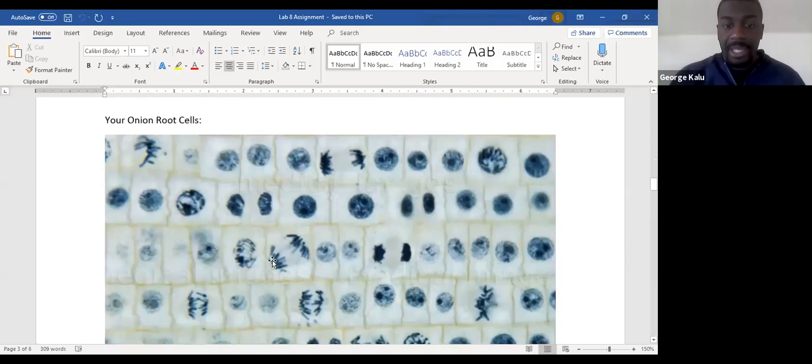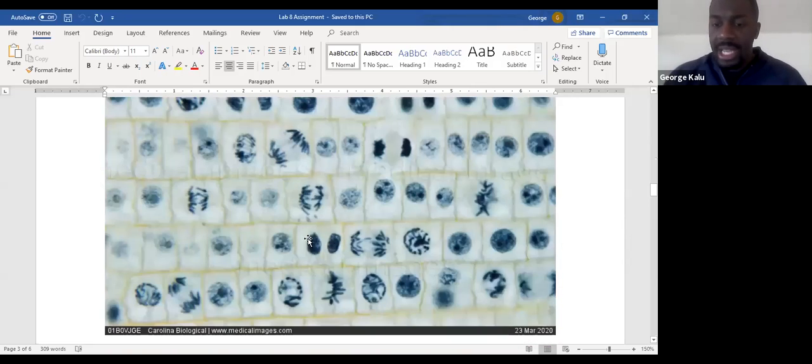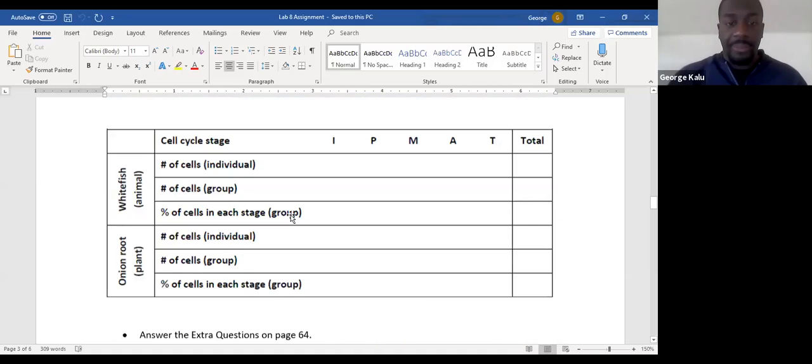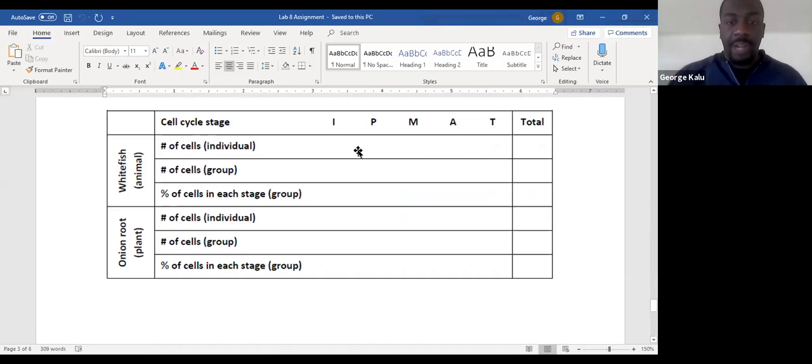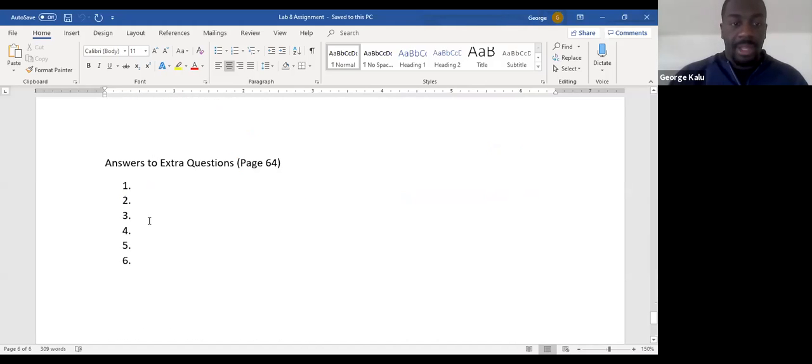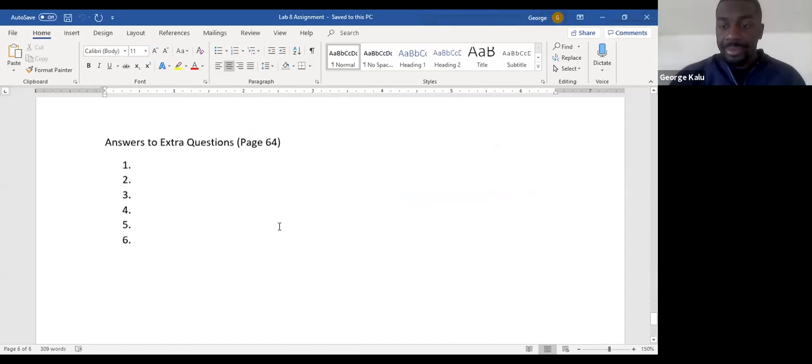Again, you're going to do the best you can. You don't need to get an exact number. I'm not grading you on whether you come up with the exact number. This is more for practice to be able to identify all the different phases of mitosis. So you're going to write that in for the whitefish cells, and then write them in again here for the onion root cells. And then there's some space over here for you to answer the extra questions, which are on page 64 of your lab manual.